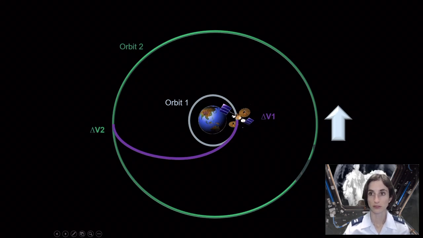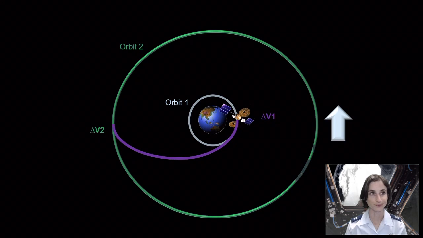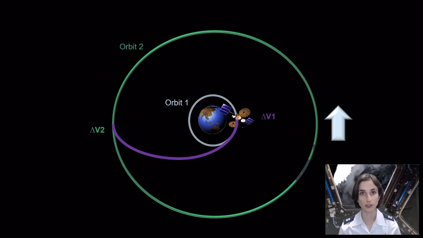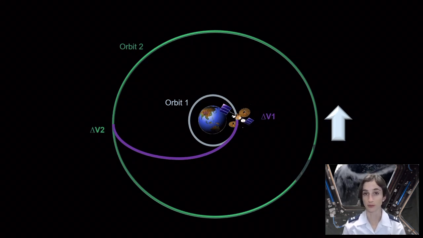So let's talk about V initial and V final for a second. Here we're showing a normal Hohmann transfer from orbit 1 to orbit 2, orbit 1 being the smaller one. Delta V1 occurs on the right side of the screen, putting the satellite on the purple transfer orbit. When the satellite is at apogee of the transfer orbit, we do a delta V2 and put the satellite onto orbit 2. That's how a Hohmann transfer works.